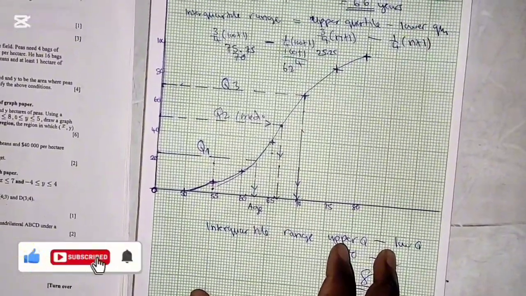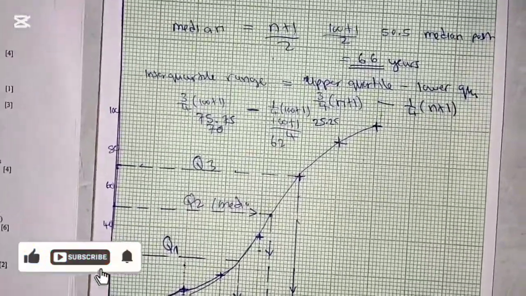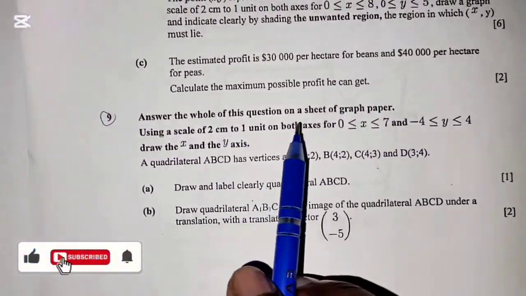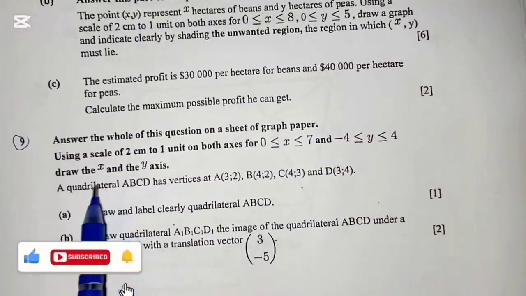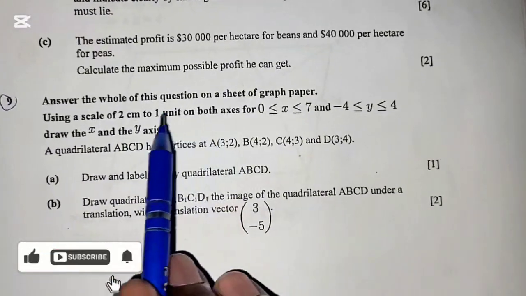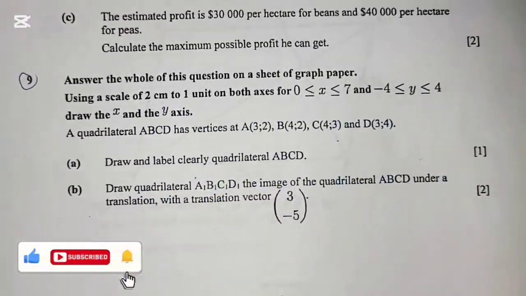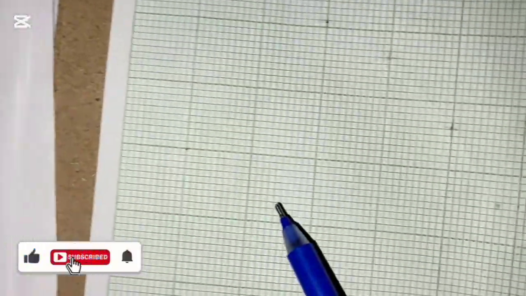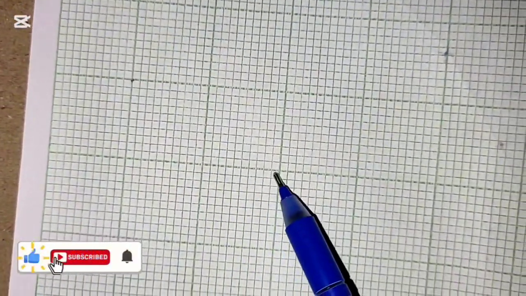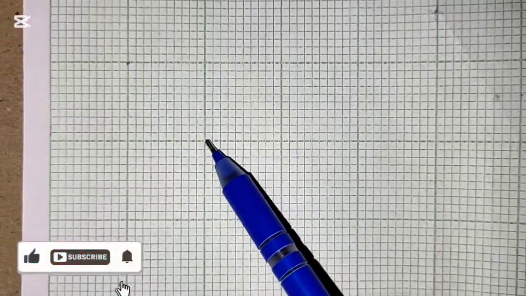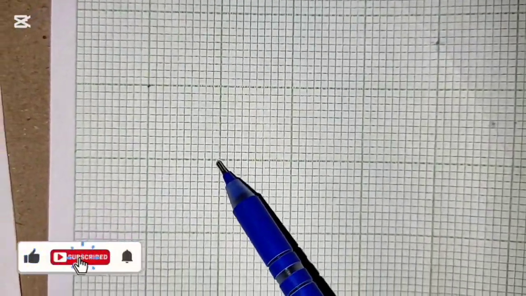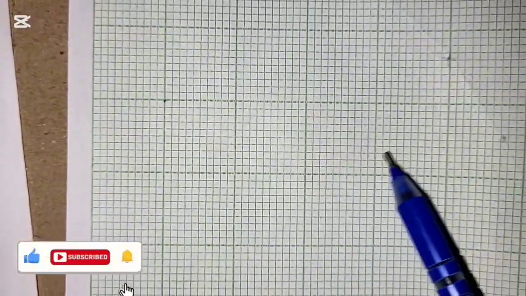Okay, so let's go to the next question, which is question number 9. Answer the whole of the question on a sheet of graph paper using a scale of 2 centimeters to 1 unit on both axes. So this box here, from this point to this point is 2 centimeters. This point to this point is what? 2 centimeters. Are we together? So 2 centimeters represents 1 unit, like 0, 1, 2, 3, 4.